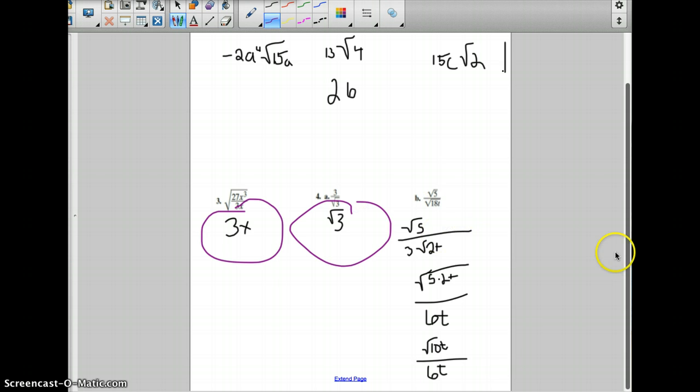And then finally, example B, when we rationalize the denominator and take out all perfect square factors, we are left with root 10t over 6t. Again, please write down your questions and we'll discuss in class.